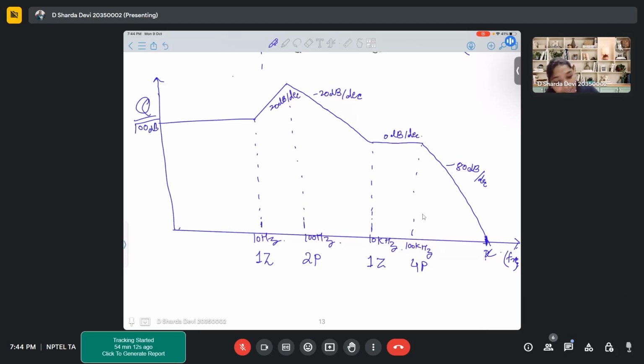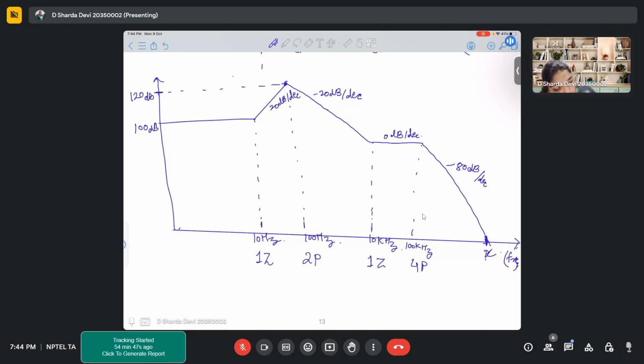Now the question is, okay, so what is the gain over here? What is the gain at this point? It has increased by 20 dB per decade. So what is the gain at this point? It should be greater. I mean, 120 dB, ma'am. Yes. Because the change is of 1 decade, that means your gain will increase by 20. So it is 120 dB.